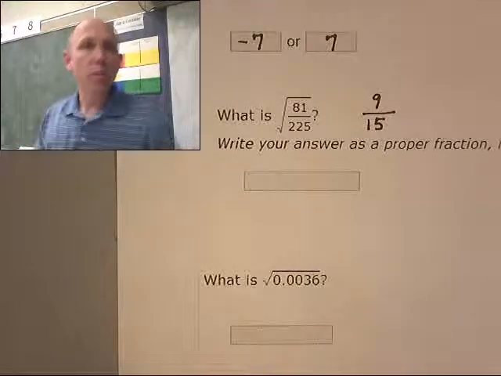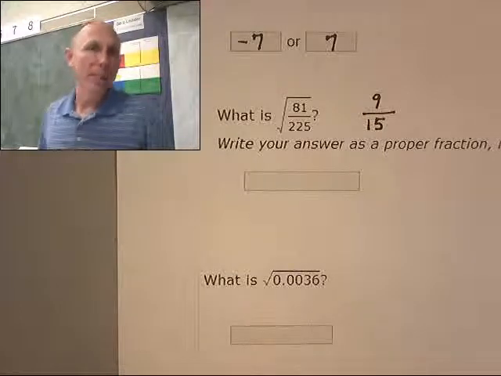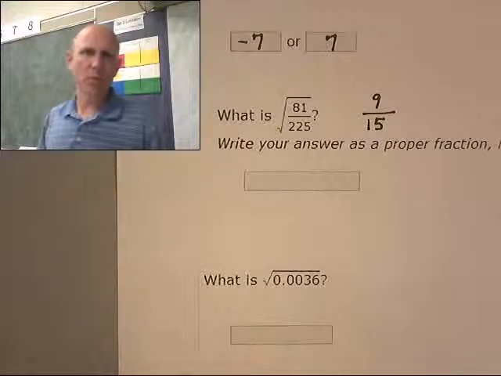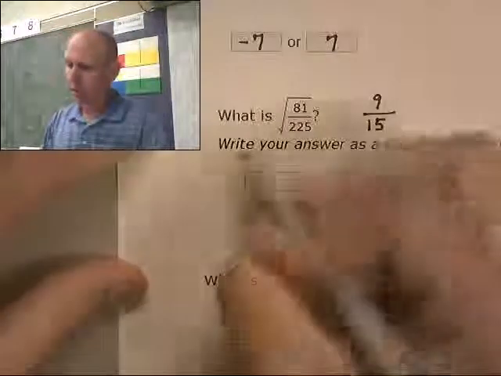Now, if you don't know the square root of 225, you could play around with it, pick numbers, see if they multiply to make 225. Use a calculator, you know, 12 times 12, 13 times 13, figure out what the square root of 225 is. So it's going to be 9/15.